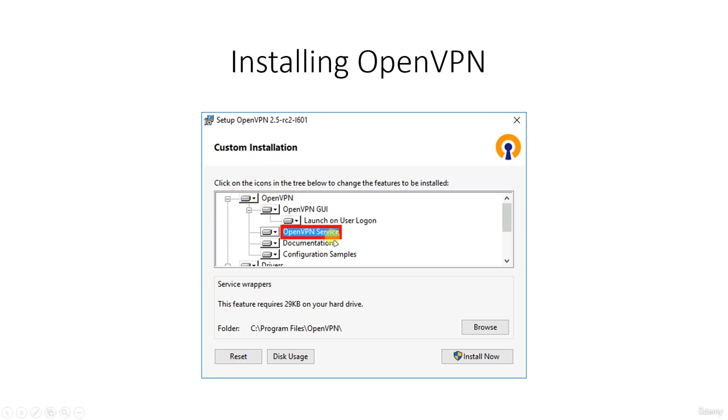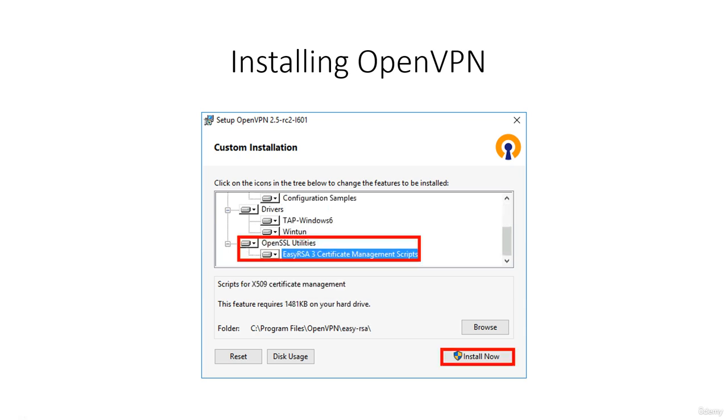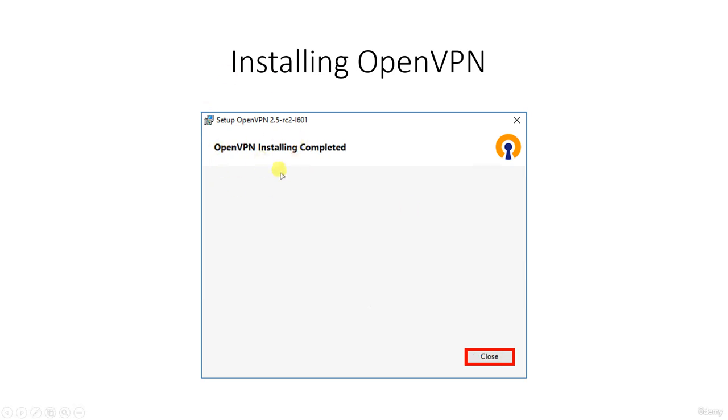Then we install a utility called the EasyRSA 3 certificate management script. Simply click this, then click install, because we need EasyRSA 3 in order to create a server and client certificate. This is a must, otherwise it won't work for the server and client certificates. Once the OpenVPN install is done, simply click close.